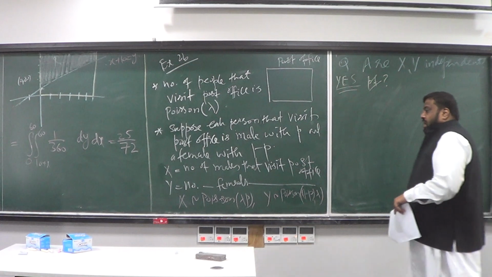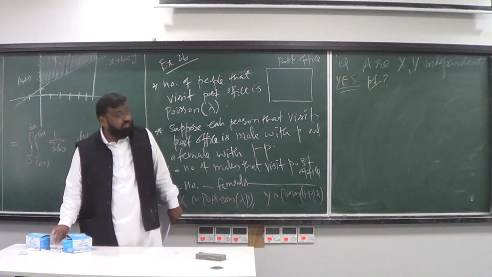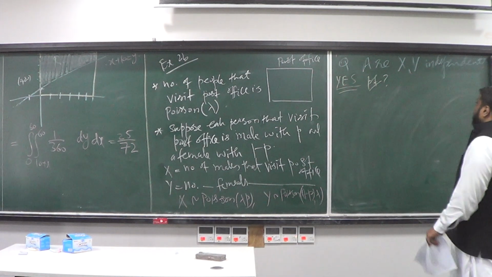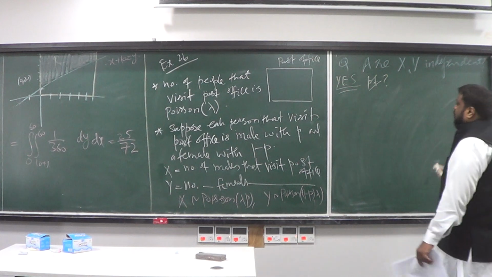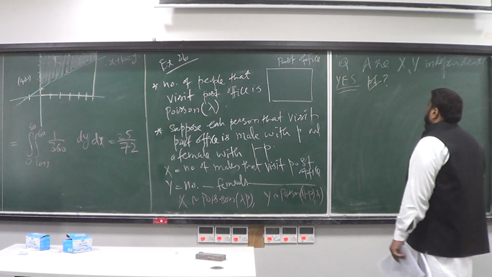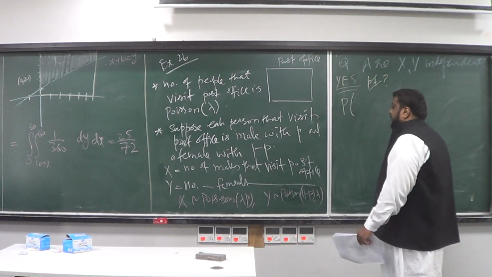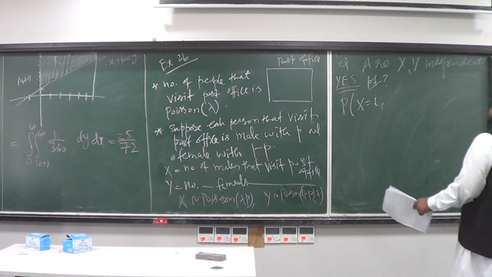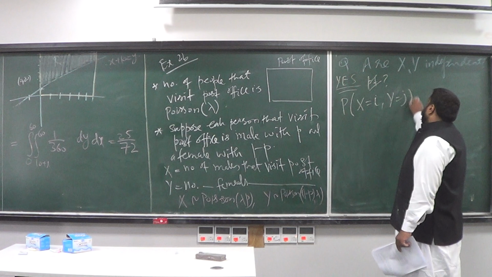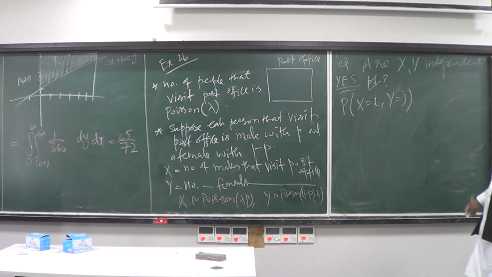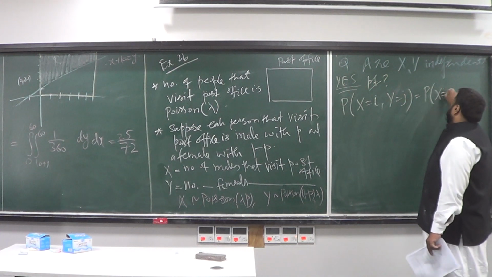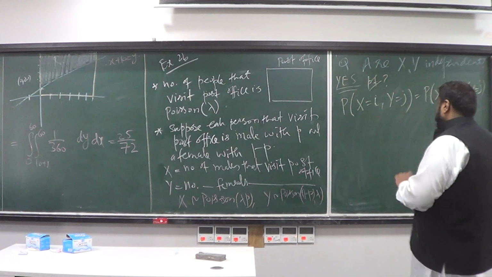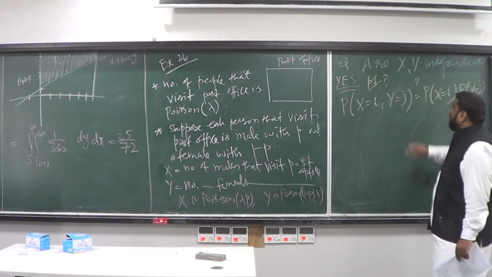Now, in order to show that X and Y are independent, we need to show that the probability that I males visited the post office on a given day and J females visited the post office on that day should be equal to the probability of X equal to I times the probability of Y equal to J. So these are two independent probabilities. This is what we are interested in showing.